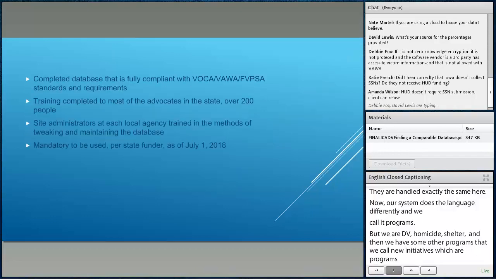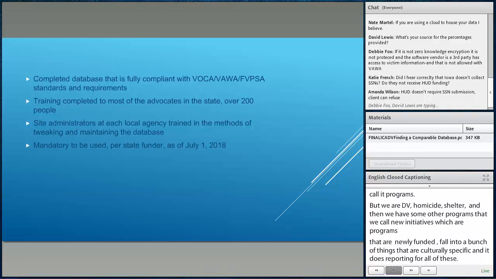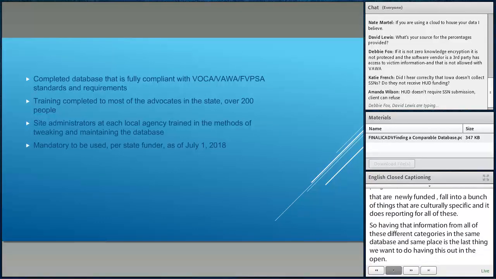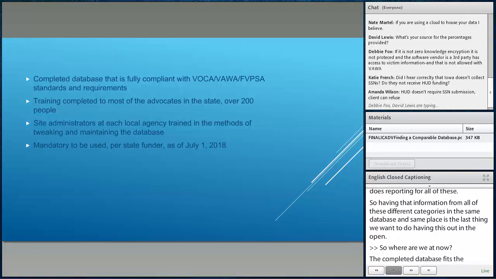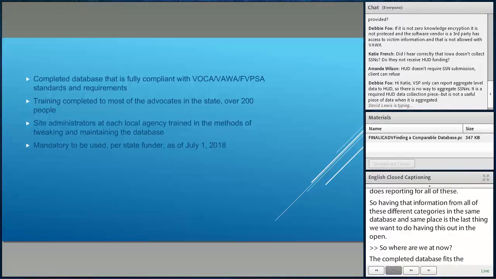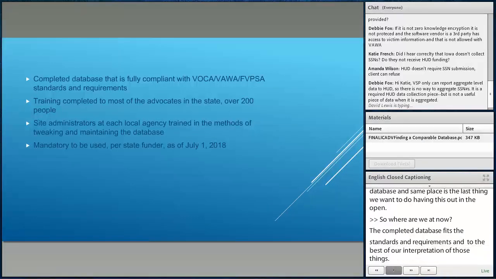So where are we at now? The completed database, it's fully compliant with VOCA, VAWA, and FIPSA standards and requirements. Again, that is to the best of our interpretation of those things. Training has been completed to almost all the advocates in the state. That number now, today, is probably closer to 250 plus. I'll talk about the support model here in a second.